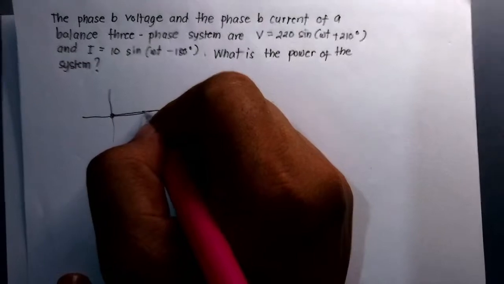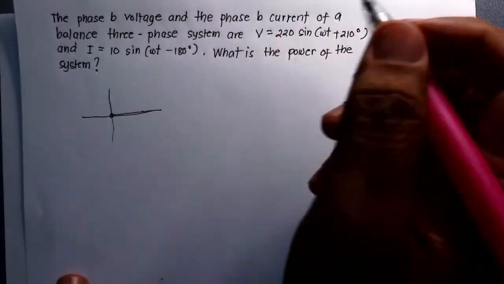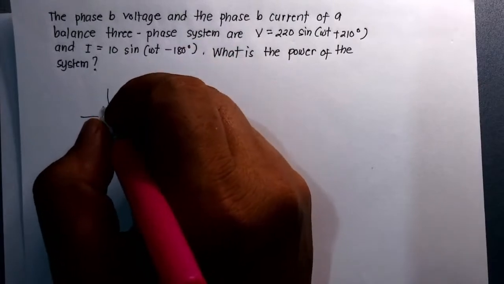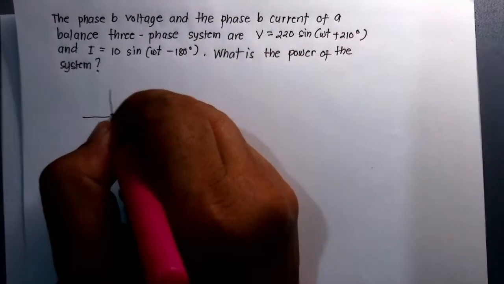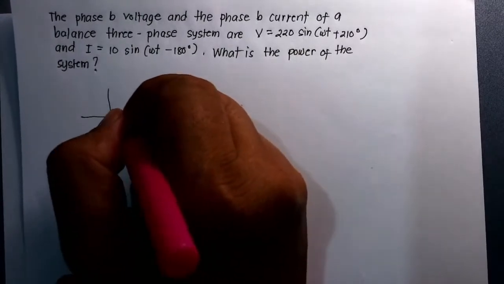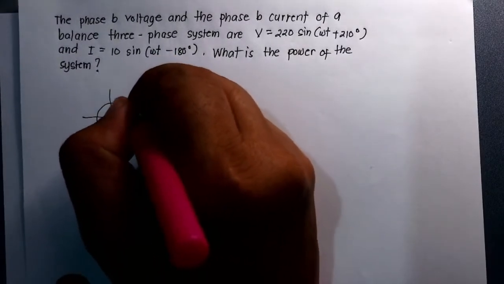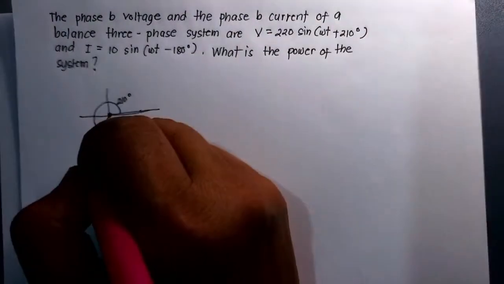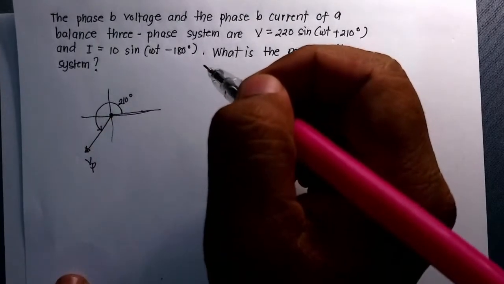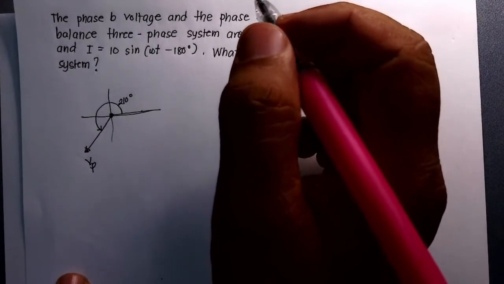from this point to have the angle of 210, we do it counterclockwise, and your V will maybe be in this part. Okay, so from this point up to this one, that is 210 degrees. So this is your V phase. Okay, V phase, and the other one is 180 degrees.